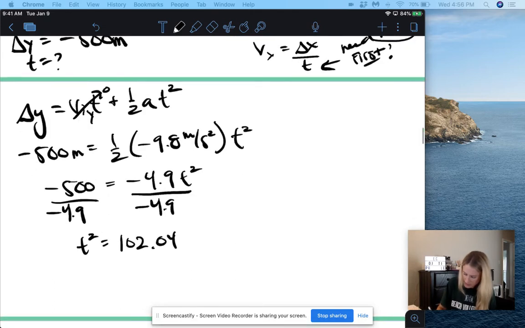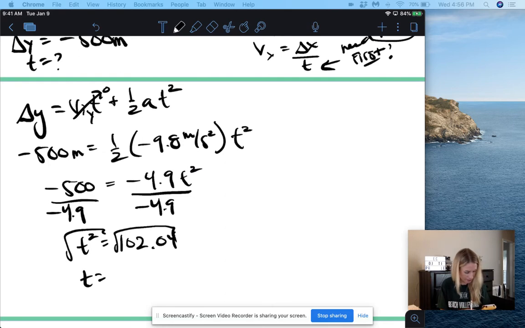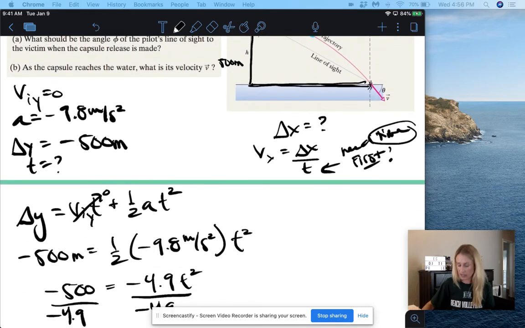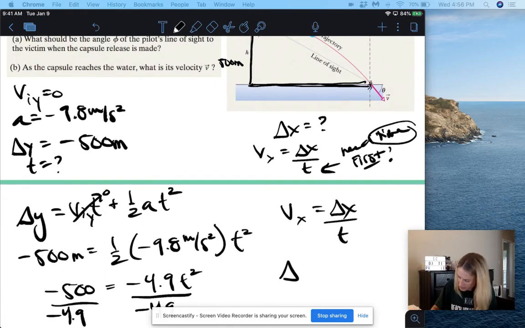And then we are going to take the square root of both sides in order to get our time. So we get a time of 10.1 seconds. Now that we have the time that it takes that package to get to that victim, we want to plug that time back into our x direction. So Vx is equal to delta x divided by time. In order to find our range or displacement in the x direction, we get delta x is equal to Vx times time.